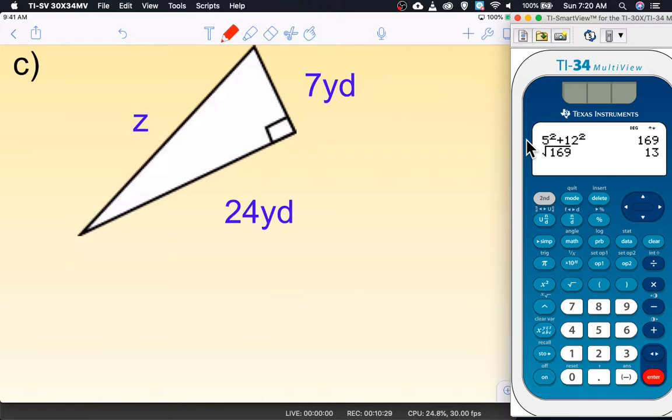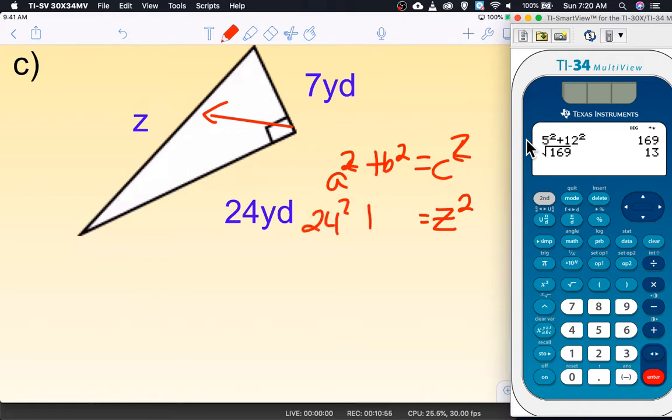All right, so let's see. We have a squared plus b squared equals c squared. My pen's not writing very good today. All right, I am going to put the longest side, the z, in for the c. So there's z squared. The other two sides, the 24 and the 7, go in a and b interchangeably. So 24 squared plus 7 squared.